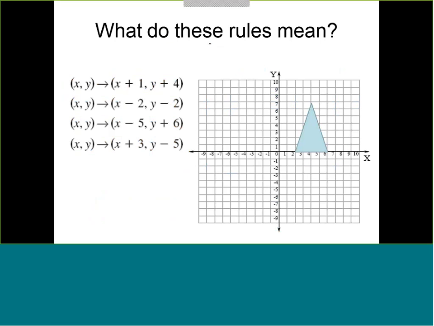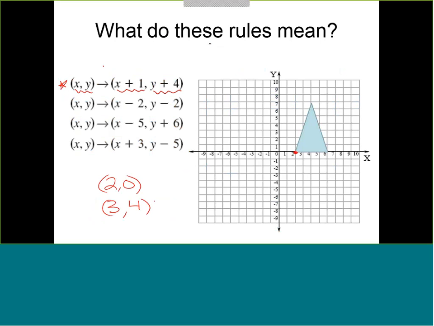So what does each one of these rules mean? Each one of these rules is your algebraic or coordinate notation. And this first one is telling you to take each coordinate and you're going to add 1 to the x, add 4 to the y. So if I took the coordinate, for example, I could take this corner right down here on the bottom left. That corner is 2, 0. This algebraic translation is telling me to add 1 to the x and add 4 to the y.